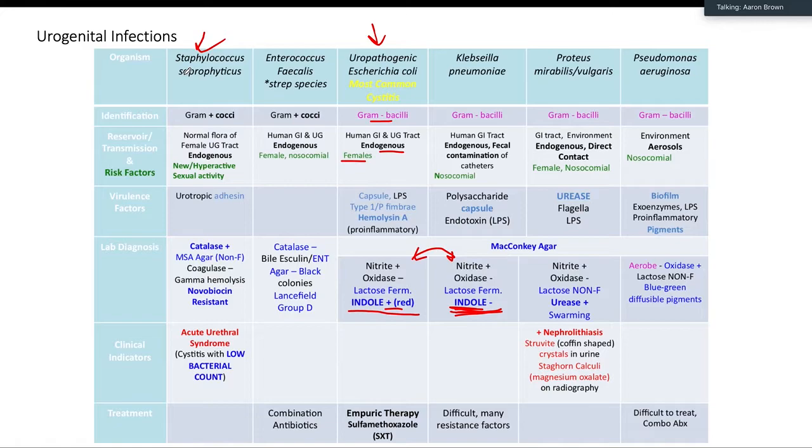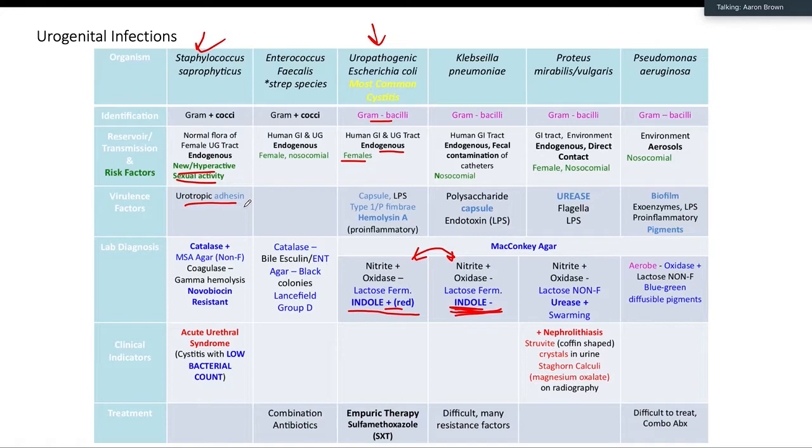All right. So let's pop back to this first cause, Staph saprophyticus. I don't need to say any more without you thinking new/hyperactive sexual activity. What is hyperactive sexual activity? It depends on who you ask. Typically in the question stem, it will be described as a newlywed. So this is the UTI of newlyweds. Okay, surprisingly common. Urotrophic adhesion helps it stick to the bladder lining.